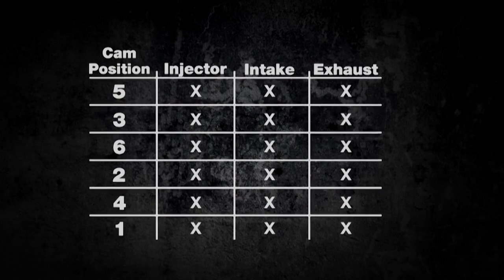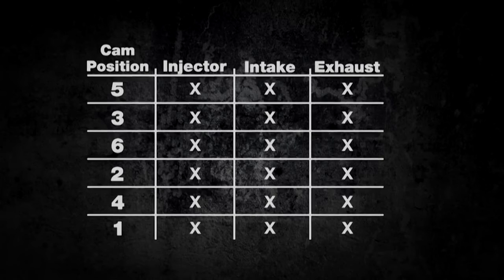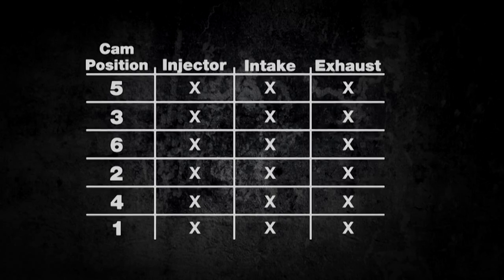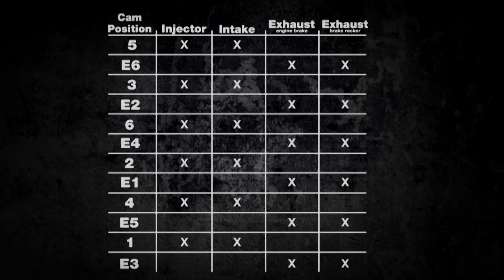For engines without engine brakes, adjust the inlet valves, exhaust valves, and injectors using the timing marks 1 through 6 on the camshaft. For engines with engine brakes, adjust the inlet valves and injectors using the timing marks 1 through 6 on the camshaft. Adjust the exhaust valves using the timing marks identified with an E in front of the number. This chart showing camshaft markings is available in Impact.